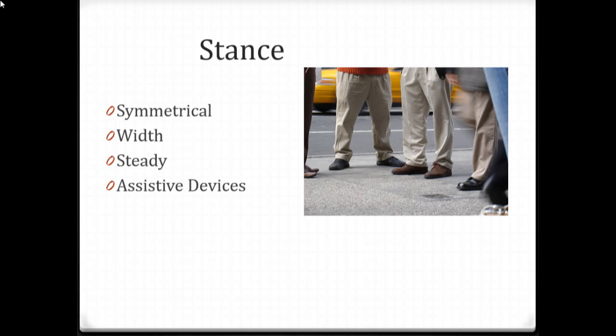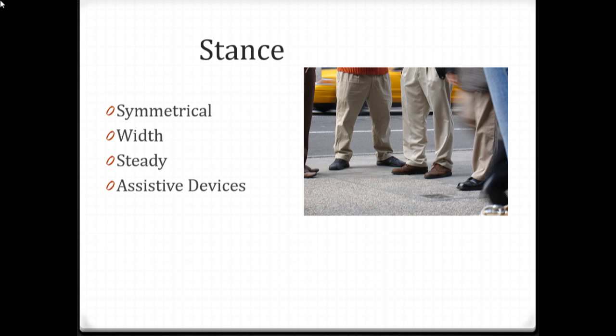Okay, their stance. When we're looking at somebody's stance, we want to look at basically how they're standing, like we talked about before. We want to see, do they look symmetrical? Do they look like they're leaning to one side or the other? What's the width of the legs? Are they standing with a very wide width, or do they have almost a military stance, which could be completely normal for that person? If somebody has had an extensive amount of military training or police training, they'll just automatically stand like that. Are they steady?